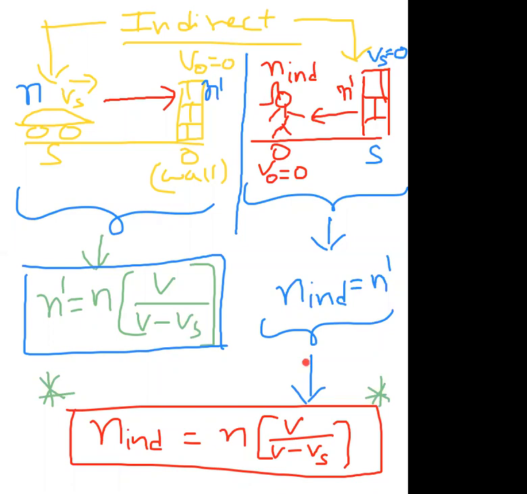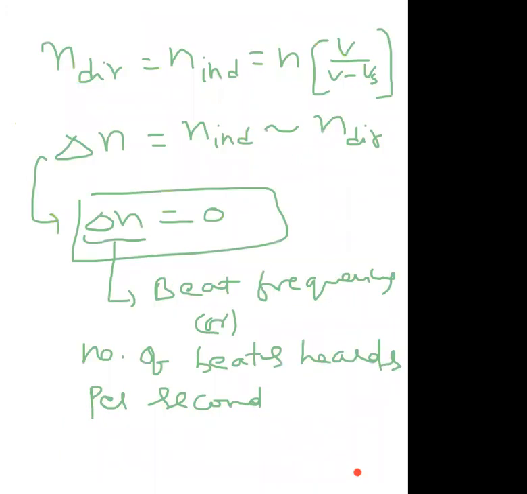Now n indirect is equal to n dash, so what can we conclude here? The n dash value is n into v by v minus vs. So n indirect is equal to n into v by v minus vs. From our previous pages, what did we conclude? N direct and n indirect are both the same here.